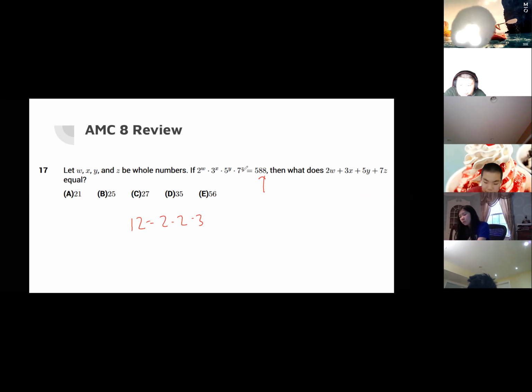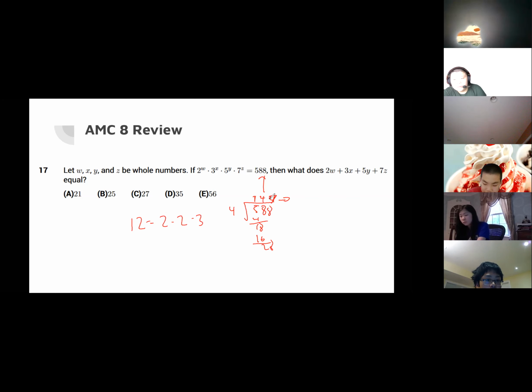So we just have to take the prime factorization of 588. 588 is divisible by 2. Well, it's also divisible by 4, as you can tell. So we're just going to do that. 588 divided by 4 is 147. And 147, you can either memorize what this is, or you can just divide by 3, because you can add the digits and it's divisible by 3. This is going to be equal to 3 times 49, and 49 is 7 squared.